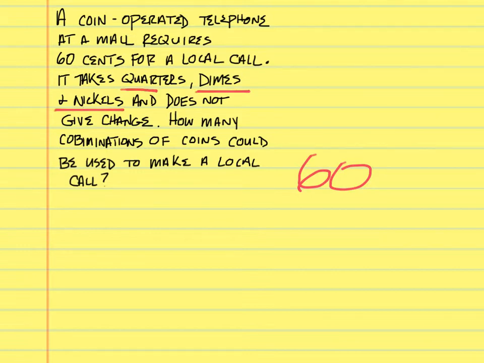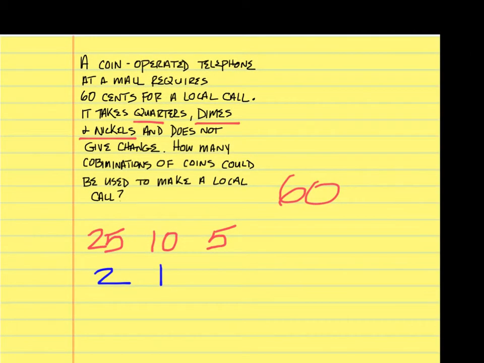Quarters, dimes, and nickels. So a quarter is 25, a dime is 10, and a nickel is 5. So do you want it to add up to exactly 60? Yeah. Must add up to 60. So somebody tell me a combination of coins that I could put in that would give me 60. Kinsler. 2 quarters and a dime. That's 50 plus 10 is 60. That's right. That would work.